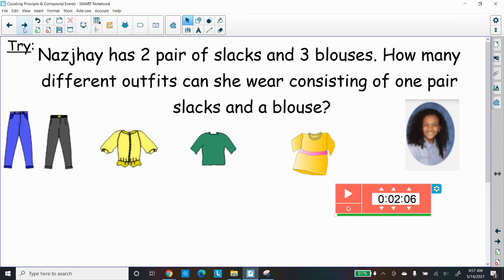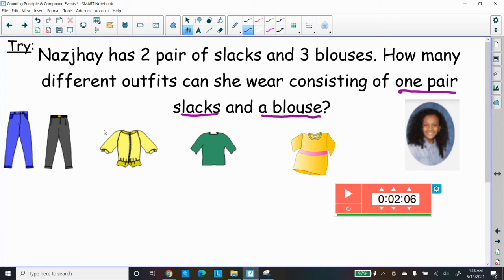So let's take a look at an example here. We have Najee. She has 2 pairs of slacks, there they are there, blue jeans and gray jeans, and 3 blouses: yellow, green, and yellow with a red stripe. How many different outfits can she wear consisting of 1 pair of slacks and a blouse? All right, so she's got to choose from what she has, and she's going to put on just one. Let's underline that: 1 pair of slacks and 1 blouse.